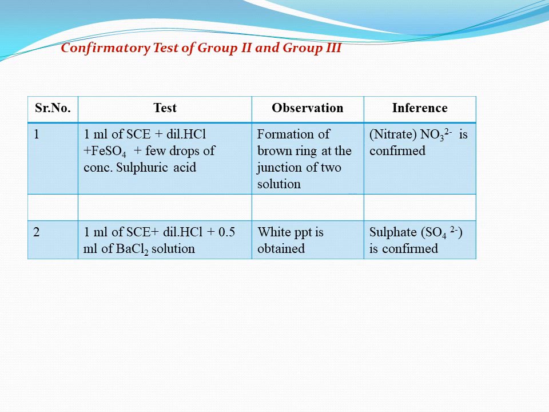For the confirmation of sulfate radical, take 1 ml of sodium carbonate extract. To this add dilute HCl and 0.5 ml of barium chloride solution. After this addition, white PPT is obtained. So from this observation we can say that sulfate radical is confirmed.